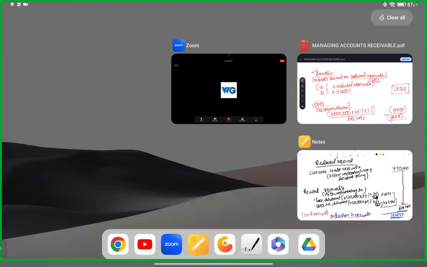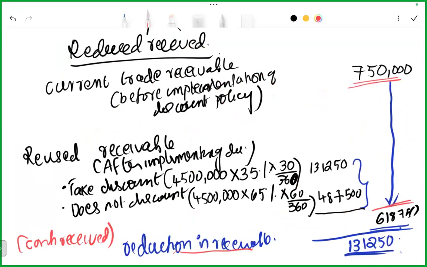I'll just show you the previous calculation. This is how you do a reduced receipt. This is basically a working note, guys. You take your current receivable, which will be given in the question, or else you can use your trade receivable days to get the answer. If 60 is your normal average receivable days, and if 4,500,000 is your sales, you can calculate your current trade receivable.